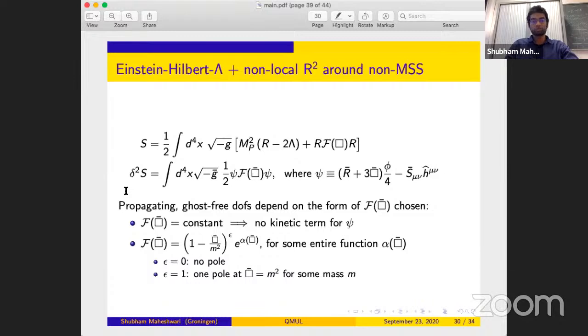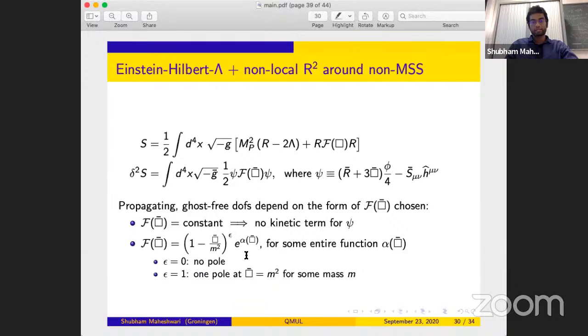If you choose f of box to be a constant, then you don't have any kinetic term for psi at all, so it will not be propagating. And if you choose an f of box where the factor in parenthesis gives one pole in box minus m squared if epsilon is equal to 1, and no pole at all if epsilon equals 0. So epsilon is just a parameter that interpolates between these two options.